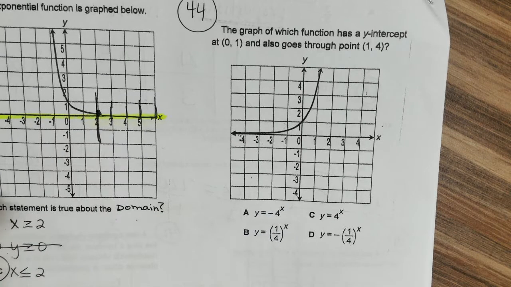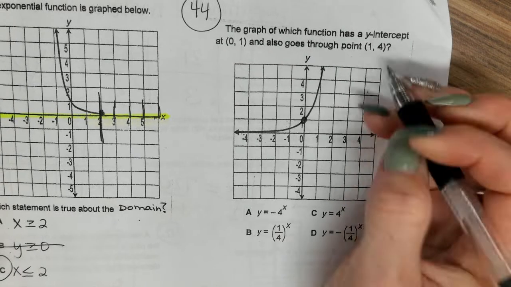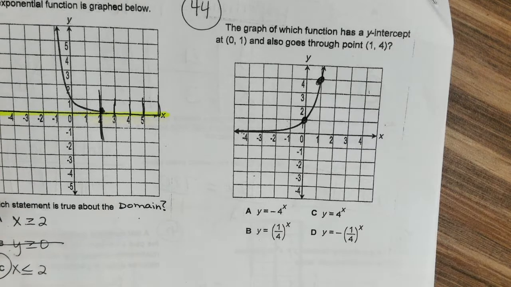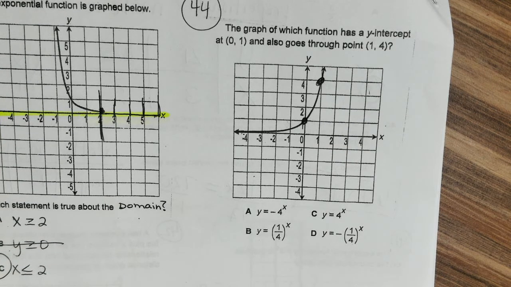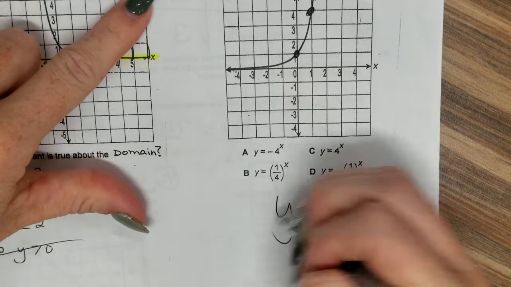The next one, the graph of the function has a y-intercept of 0, 1. They just gave you a point. And a point at 1, 4. Which answer choice could be this? Where are you going to go? If you went to stat, you could not do linear. You would have to do exponential, and I haven't taught you guys that. So what would I go to check these answers? Y equals.